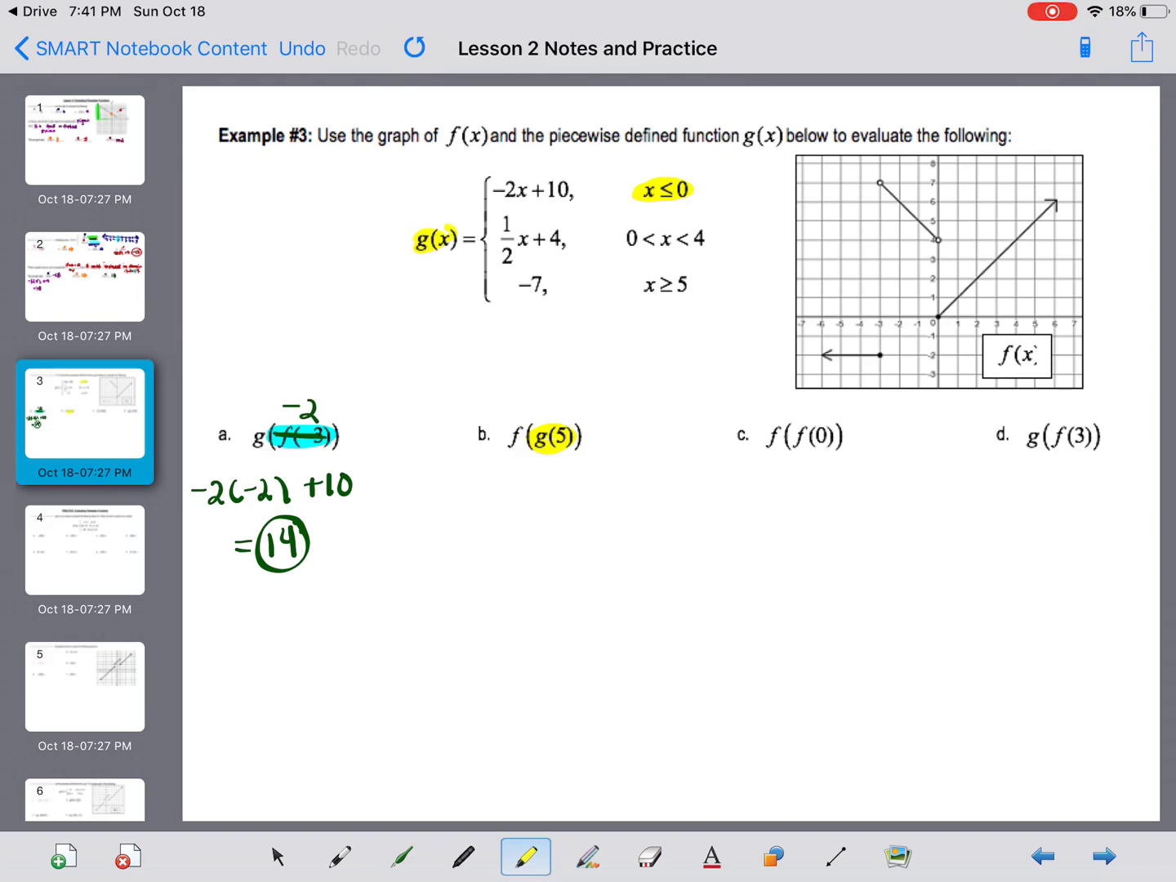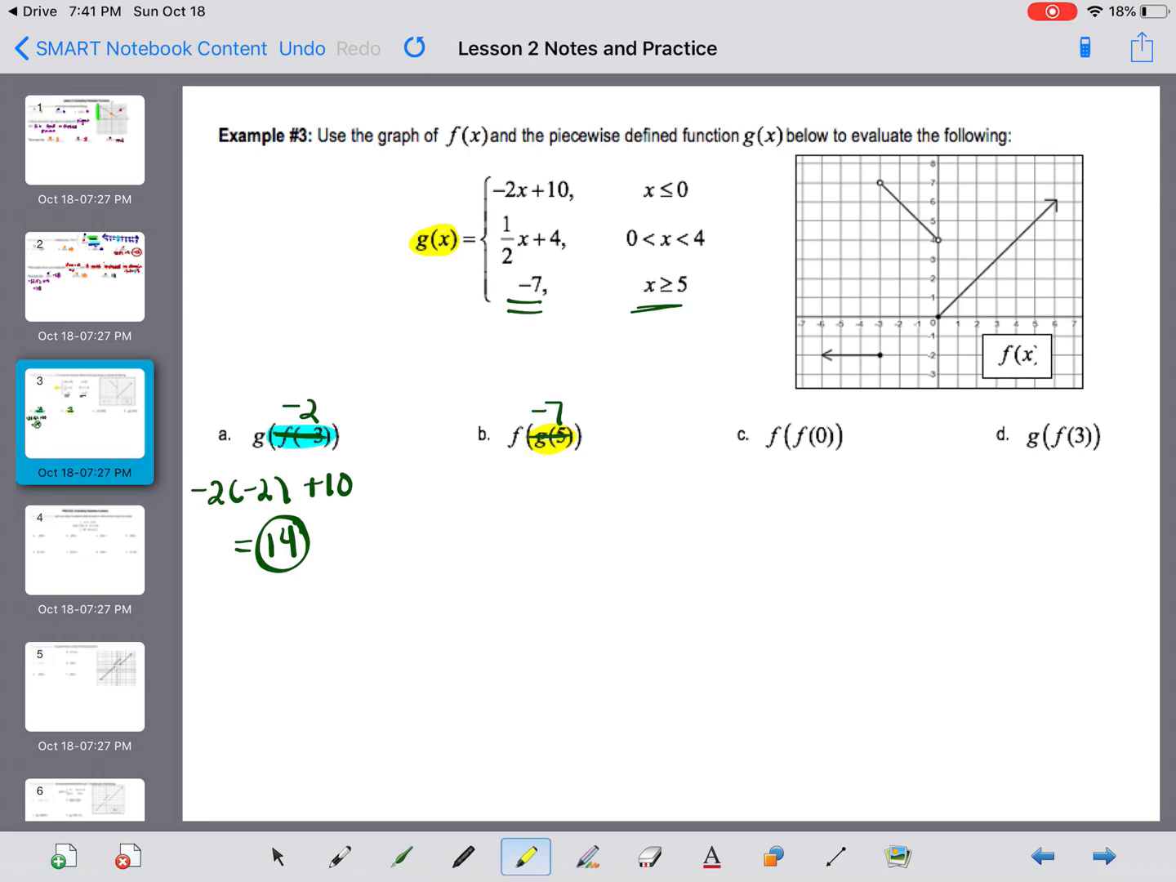So we are going to use this top function, the g function, the equation. 5 fits in this bottom domain. The domain is saying x is less than or equal to 5. Well, 5 is less than or equal to itself. Our answer is just whatever that number is. There's no x, so it's just -7. So g of 5 is -7. Now we're going to find f of -7.